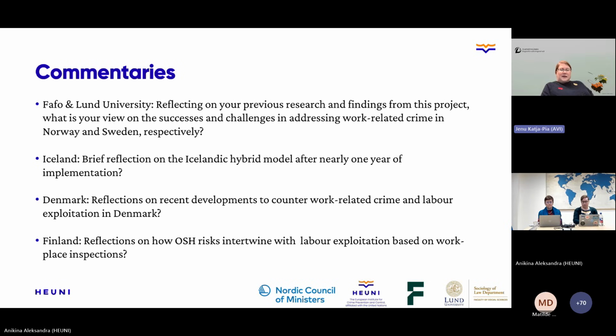So in my opinion, one of the key elements to interlink labor exploitation and work environment breaches is to widen our mindset as inspectors and look at the situation as a whole, at what is behind these individual breaches that we come across. That's my short commentary. Thank you.